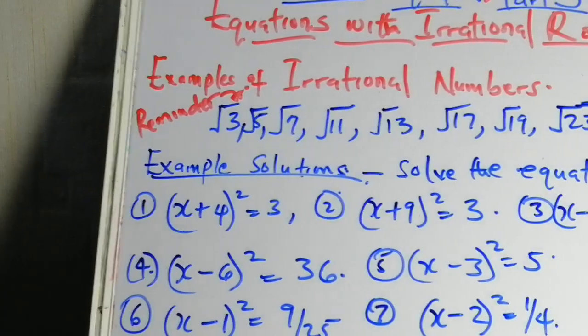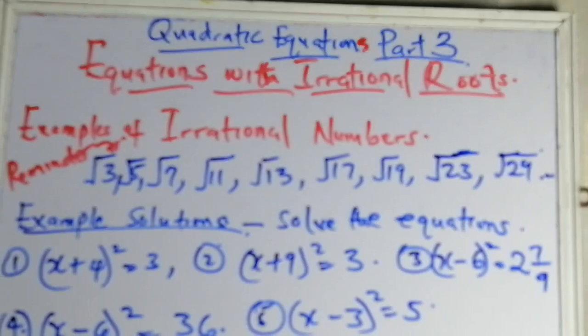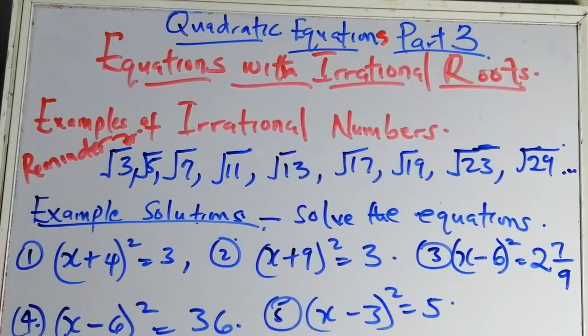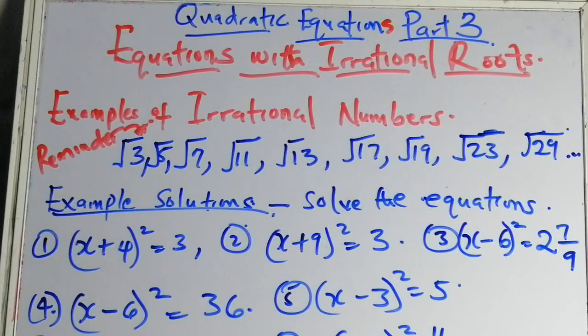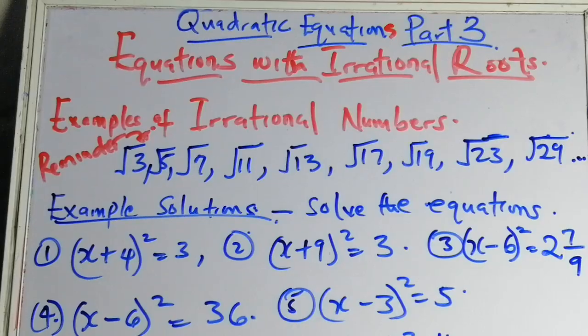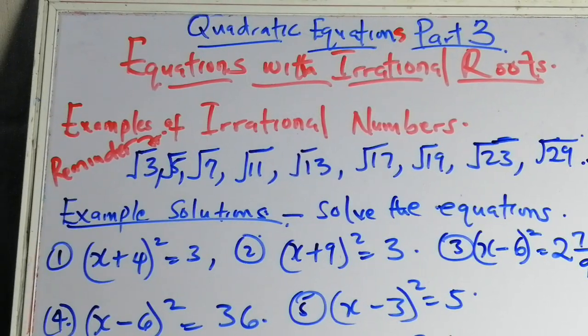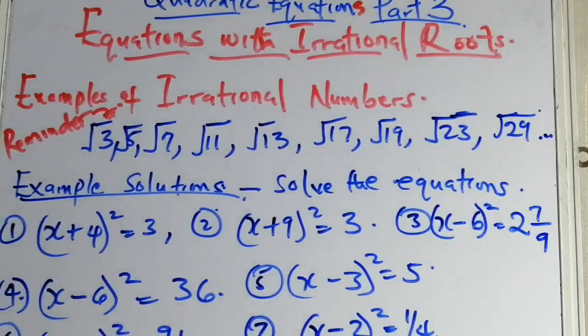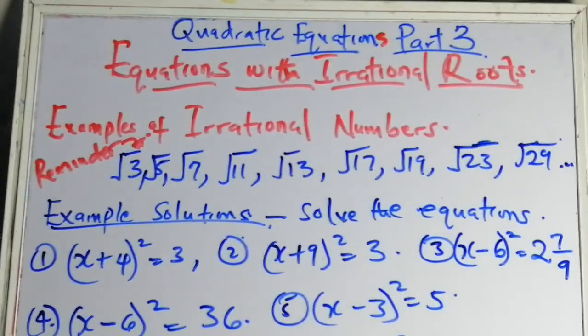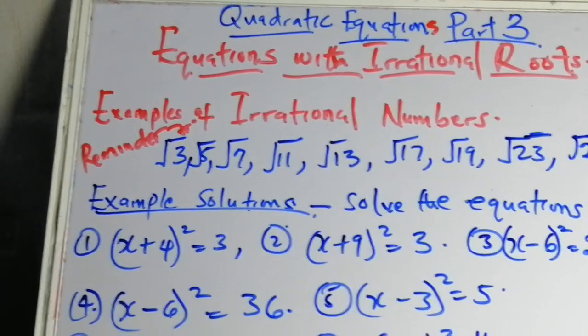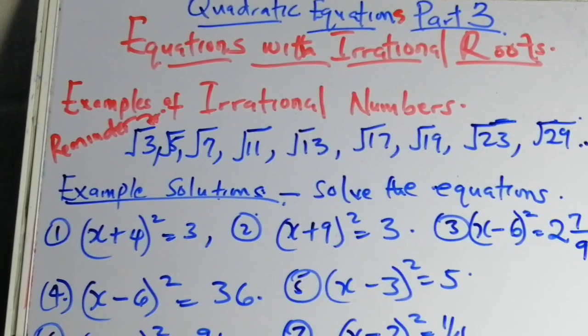We're moving to quadratic equation part three. Okay. Jokingly, we are moving forward, and then we are moving upward, and then we are progressing. So, like here now, we have equations with irrational roots. Now, irrational is also coming on board now. In solve part one, I made mention of irrational numbers.